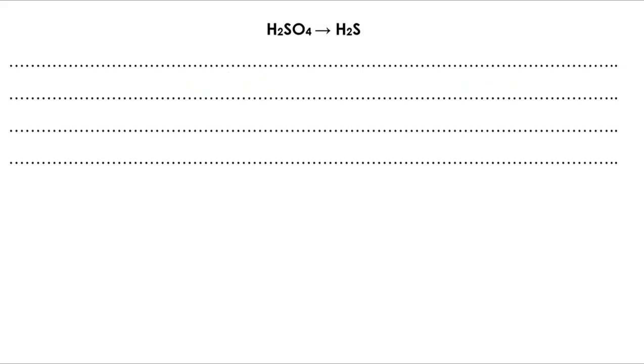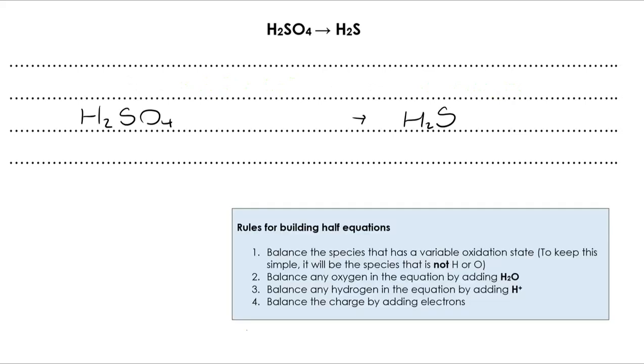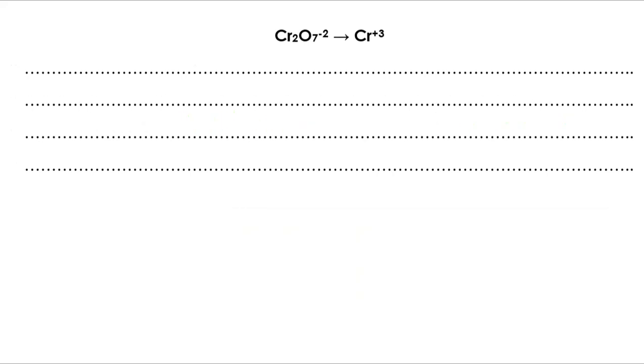Next example, sulfuric acid again. And once again, I have the rules up, and we're going to go through. The sulfur is already balanced, tick. We have 4 oxygens on the left, we need 4 H2O on the right. We've now got 10 hydrogens on the right, so we need 8 H+ added on the left. And to balance the charge, we now need 8 electrons on the left. Next example.